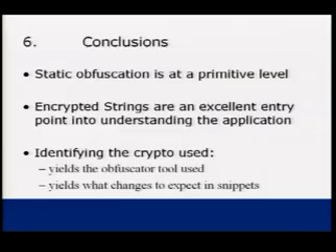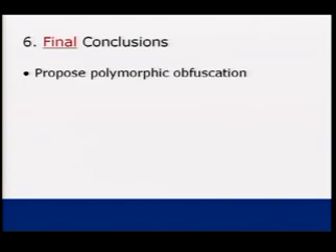And in terms of identifying the crypto used, we can see what tool is being used, and we can see what changes to expect within the obfuscated code. So we're starting to get a feel of the algorithms they're using. Now, in terms of providing a problem, which I think I'm doing here, you can also provide a solution. And the solution to this space is, it's an idea, I think it will have a lot of potential, maybe it's early days for this, the proposal to use polymorphic obfuscation.